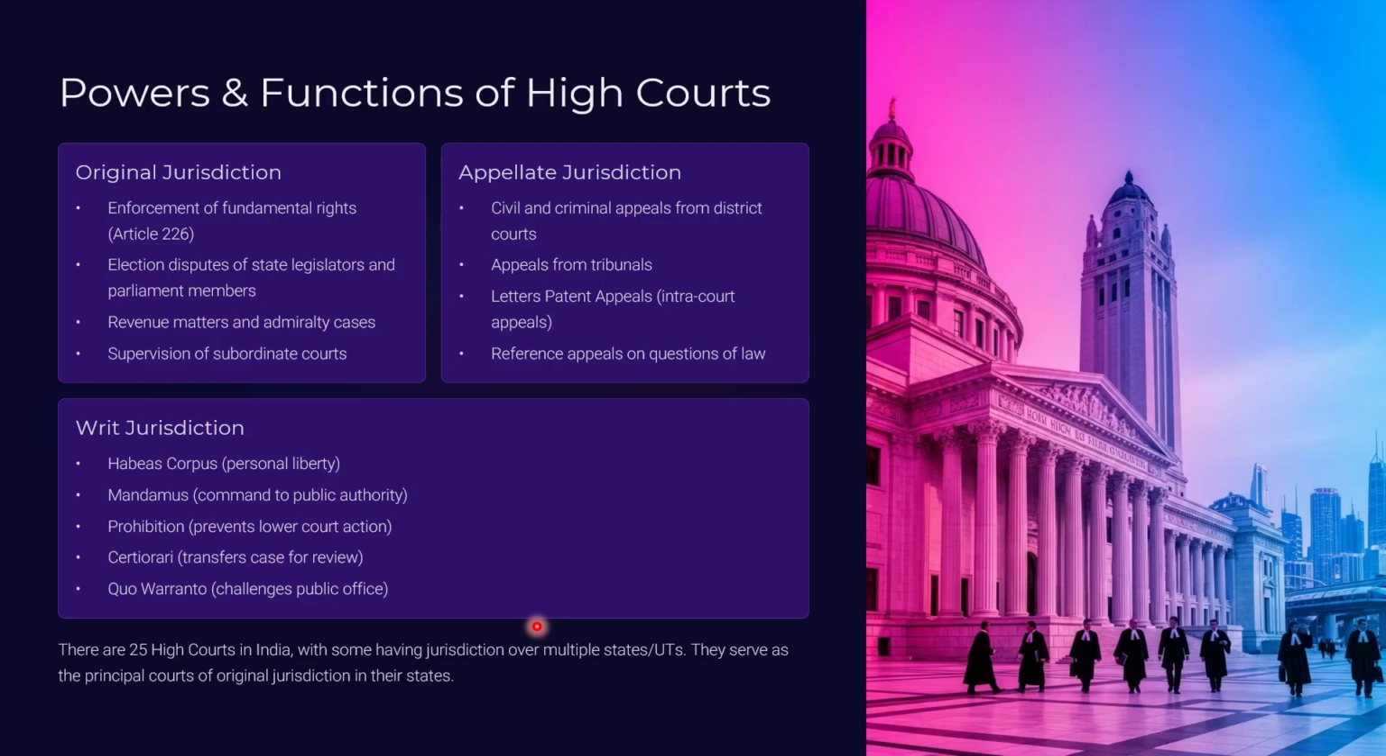Then appellate jurisdiction, like civil and criminal appeals from district courts, appeals from tribunals, letters patent appeals, intra-court appeals, then reference appeals on questions of law. Then writ jurisdiction: habeas corpus, that is personal liberty; mandamus, command to public authority; prohibition, prevents lower court action; then certiorari, transfer cases for review; quo warranto, challenges public office.